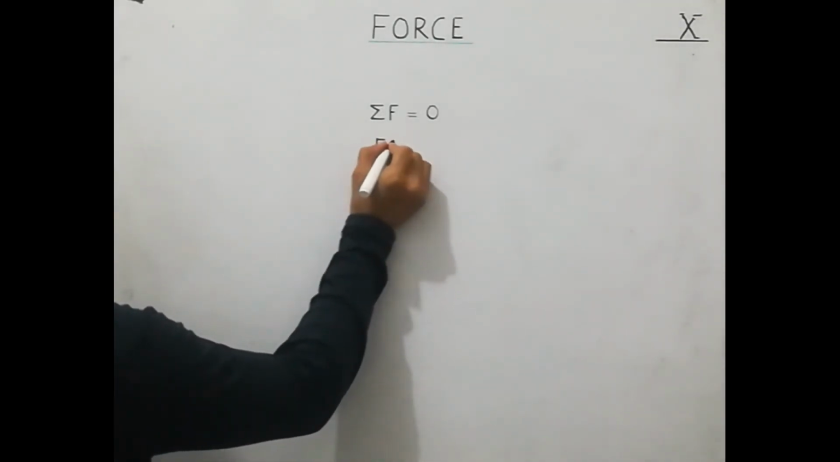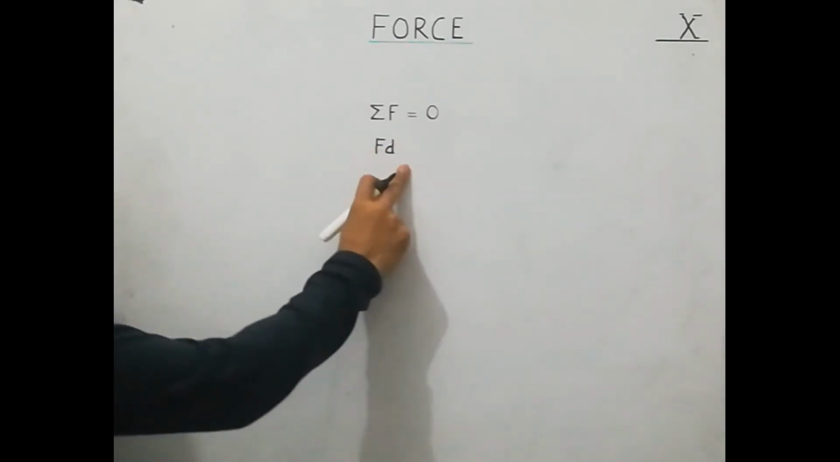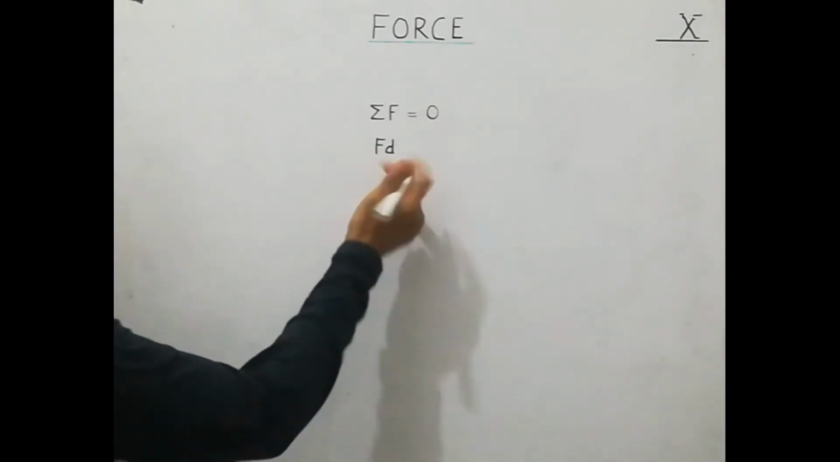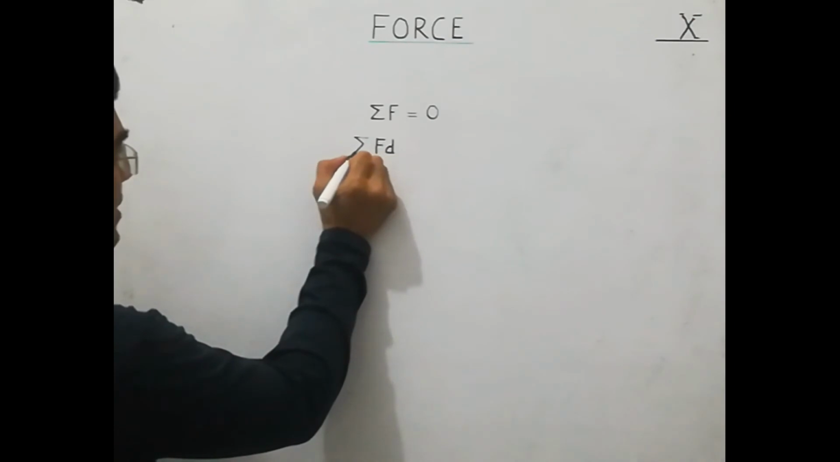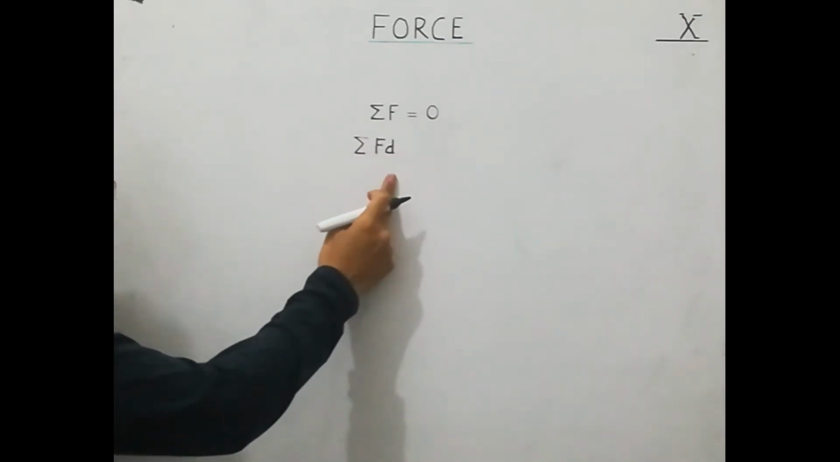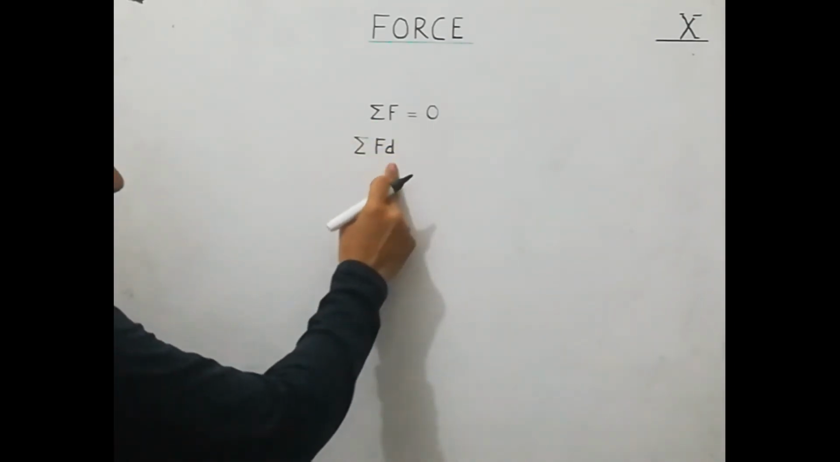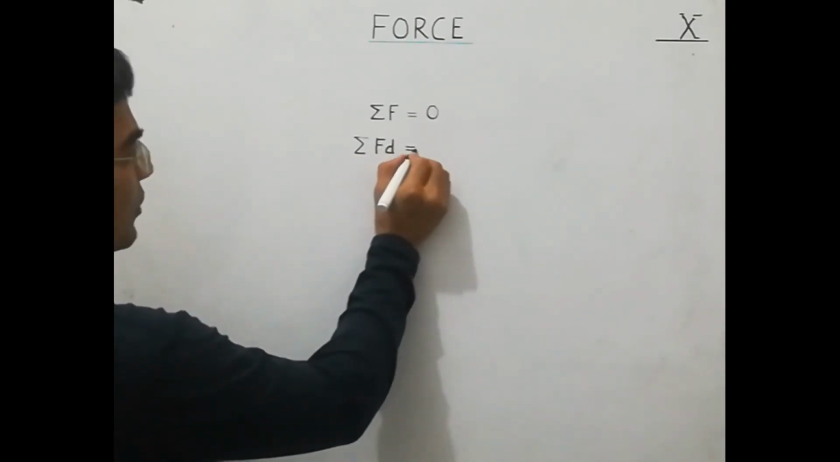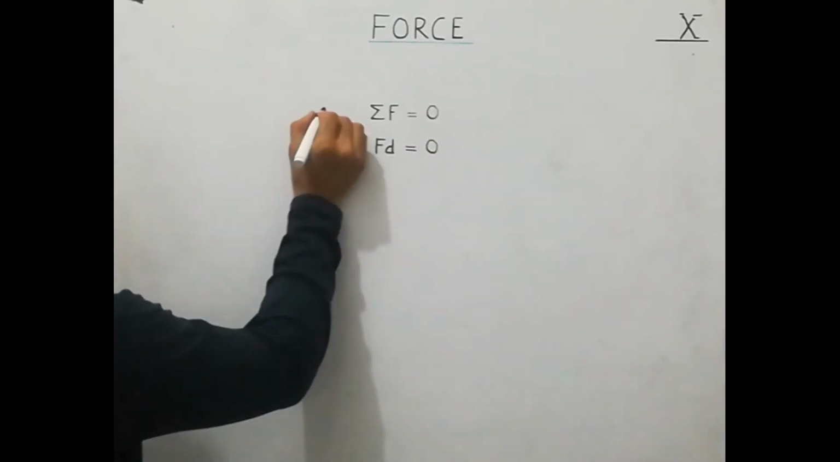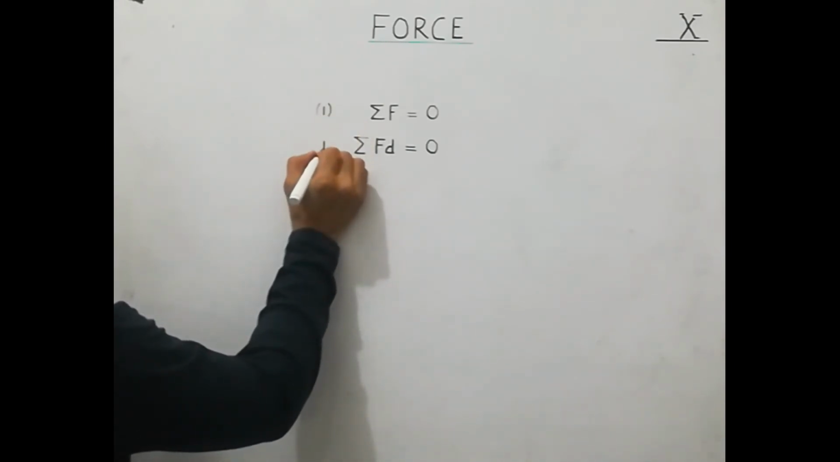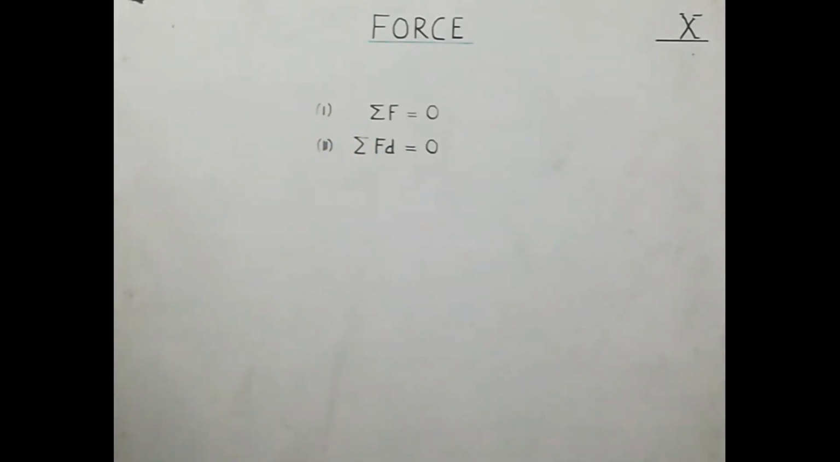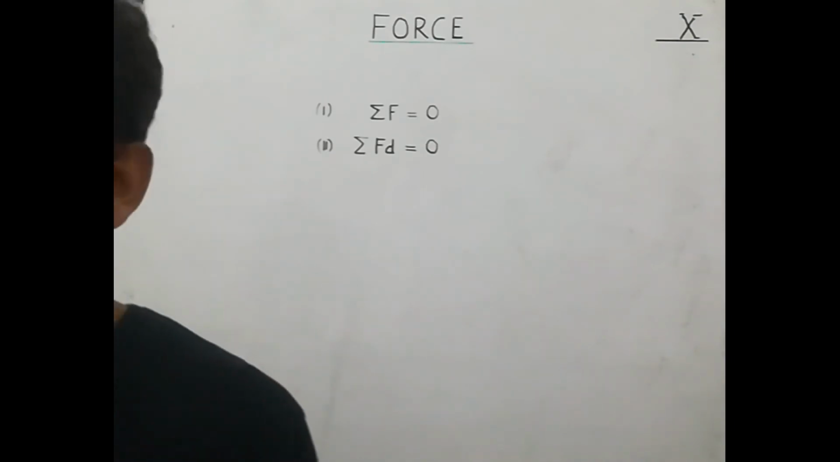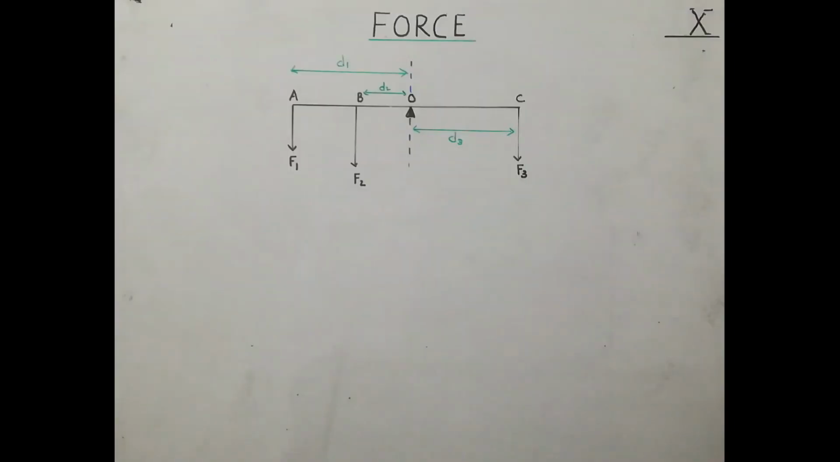F into D, that is the moment of force, and we are taking summation, that is the algebraic sum of all the moments of the forces acting on the body about the point should be 0. So these are the two conditions which will be fulfilled, then we can say that the body will be in equilibrium.